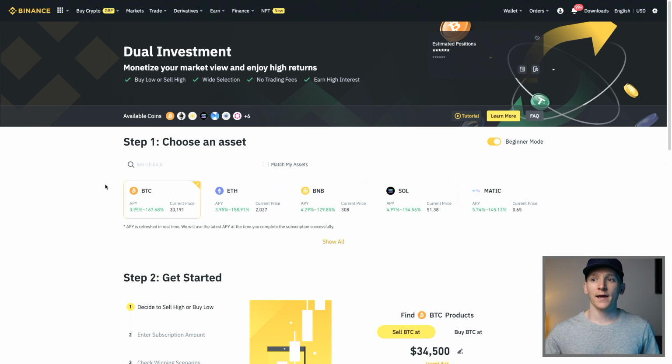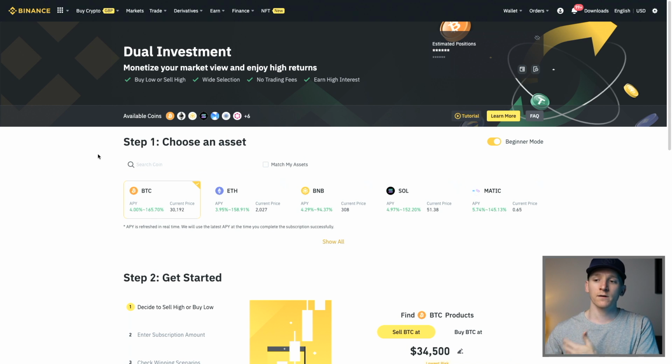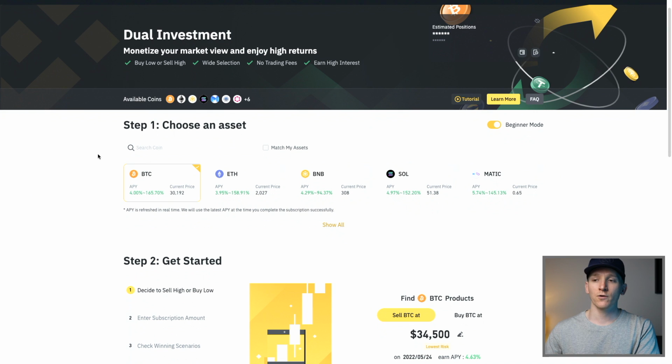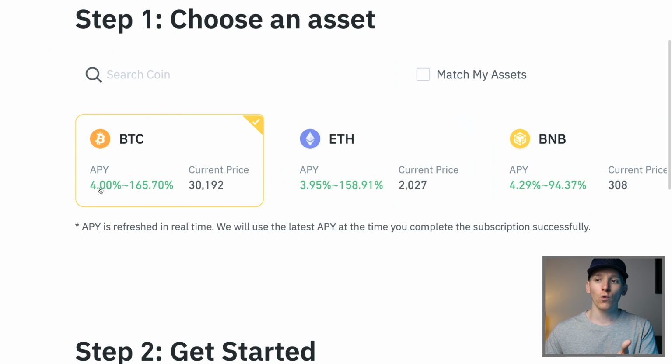So come over to Binance and then come up to the Earn section and you'll see Dual Investment here. This is on Binance.com. Like I said, click the link in the description if you want to sign up and come and use this. You can actually look around the platform for free without trading. But what we have here is we have to choose an asset, and then you can see these crazy yields you can get on your assets, from 4 to 165% on Bitcoin.